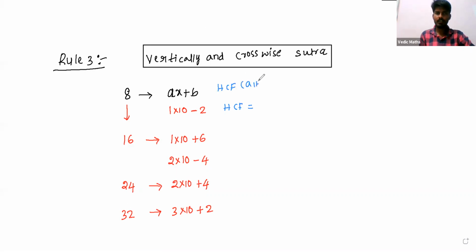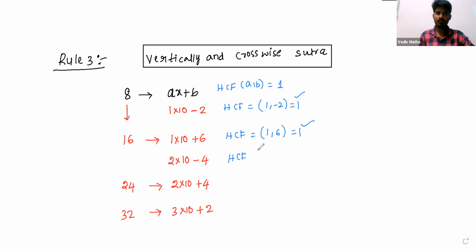A and B, that must be equal to 1. Here 1 minus 2, HCF is 1. That means here you can consider AB. In this case, HCF of 1, 6 will be 1. So you can take this combination also.